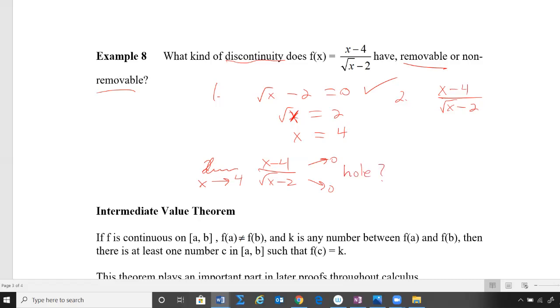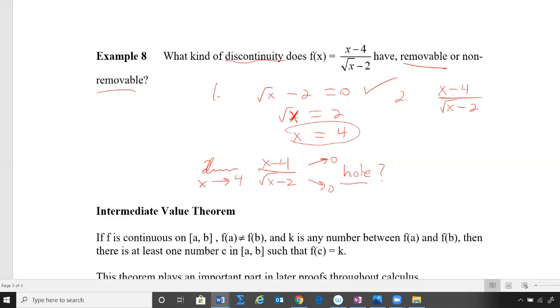Okay, if only the denominator is 0 and the numerator is not 0 at that number, then you have an asymptote, and that's non-removable. So you can say that again, if the denominator is 0 and the numerator is not, then it's an asymptote. But at 4, you can see that they're actually both 0. So now the question is, is it a hole? It might still be an asymptote, but let's see what happens.